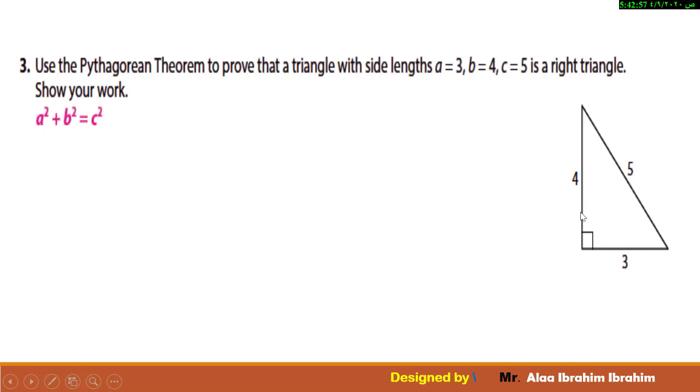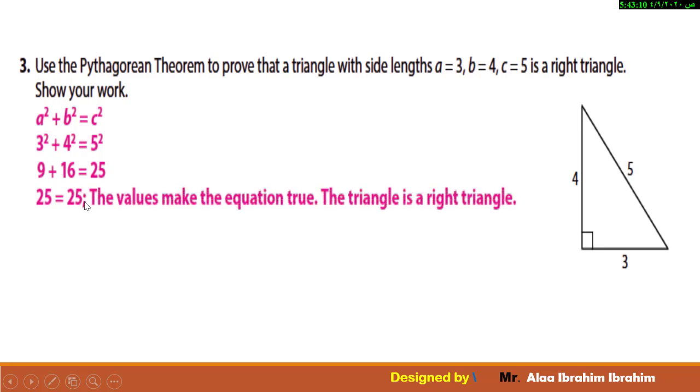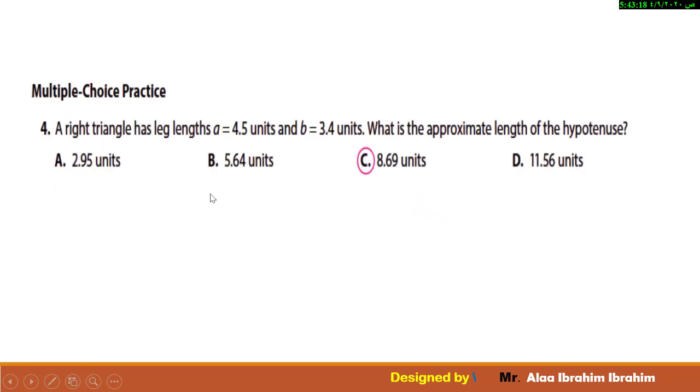I put the small sides here, 4 and 3, squared, and this 5 squared. This makes 9 and 16, which is 25. So 9 plus 16 is 25, and the other side is also 25. So they are equal, and we have a right angle triangle. This is my proof. This is my description. This is my steps.